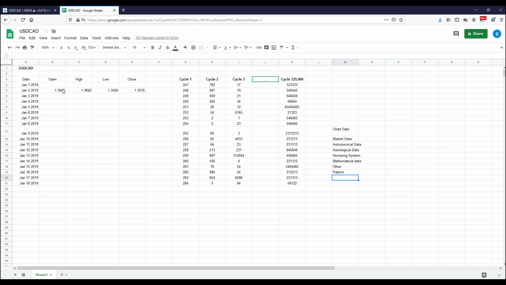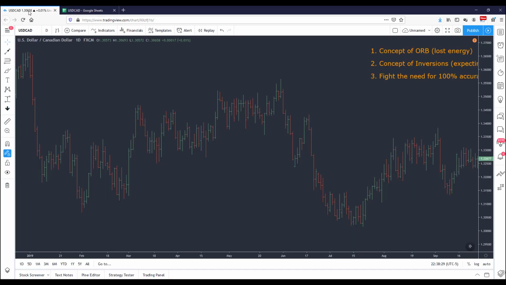And that is priceless. Literally, you cannot put a price on figuring this out. Once you do have it figured out, it will make you a fortune. It's only a matter of time. So let's go back to the charts. Let's have a look at this.